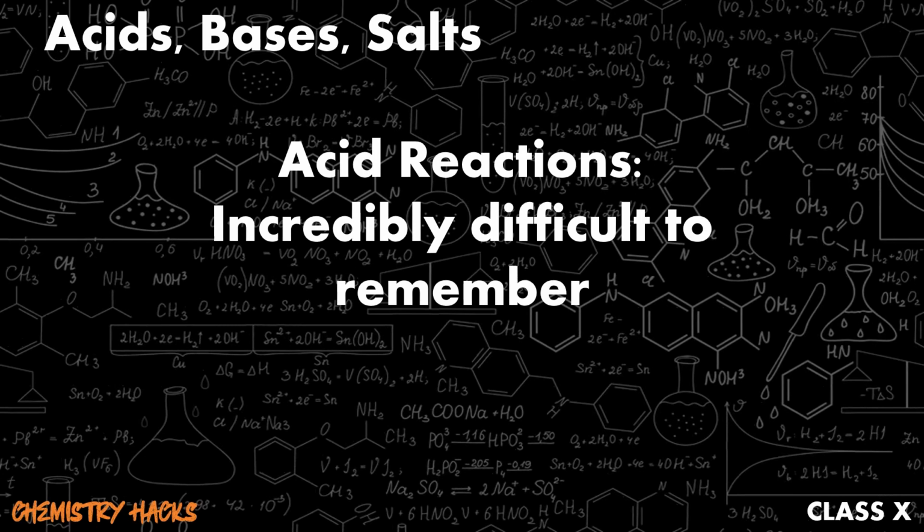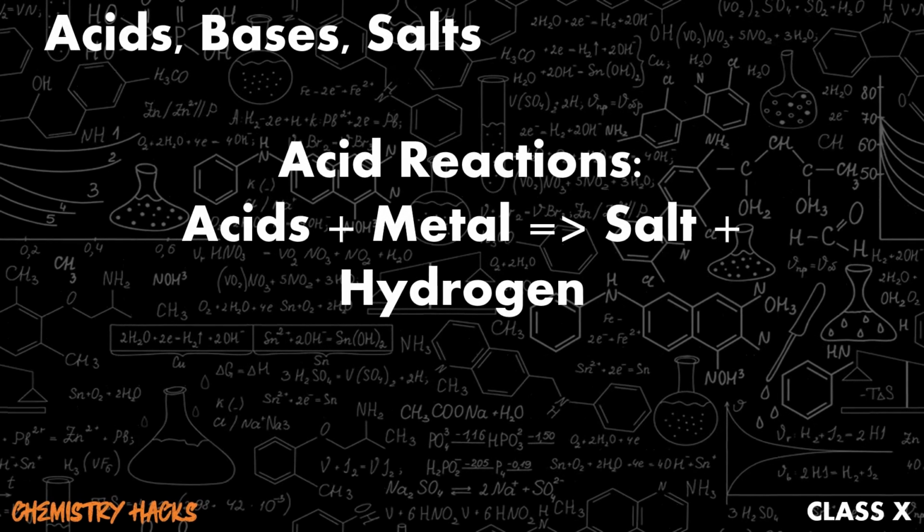So the first hack is related to acid reactions, which are incredibly difficult to remember. But there's a few little formulas which will make it far easier, and you just have to apply the elements of the specific reaction in these formulas. So the first reaction is acid plus metal, which always results in the formation of some sort of metal salt and evolution of hydrogen gas. And the hydrogen gas can be identified through testing it by a pop sound.